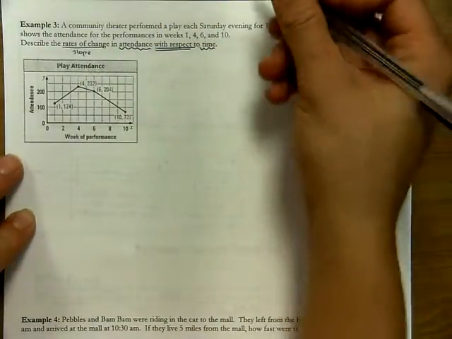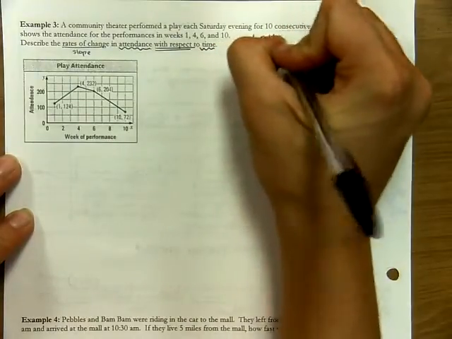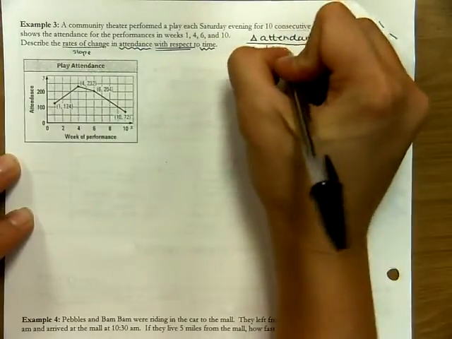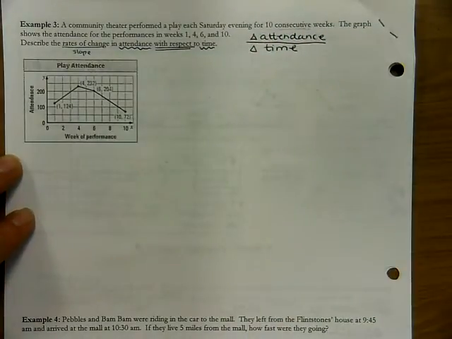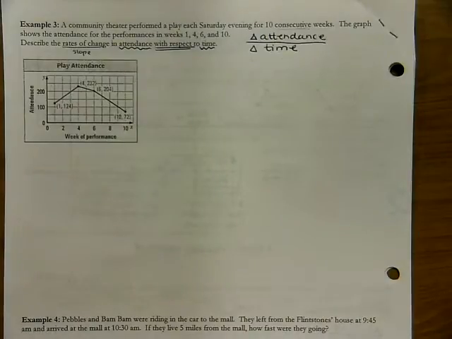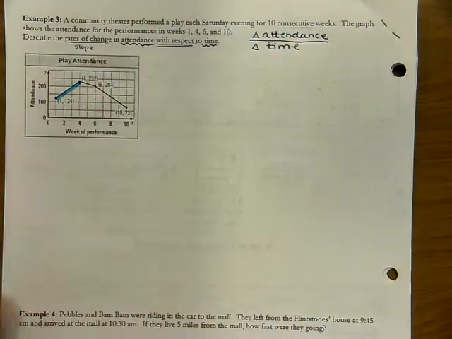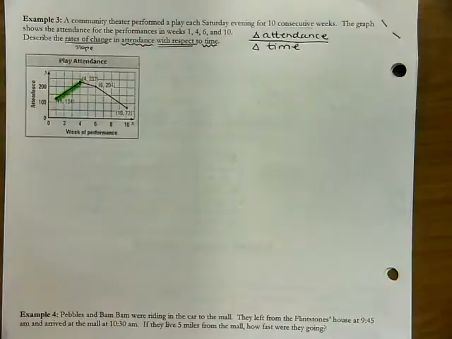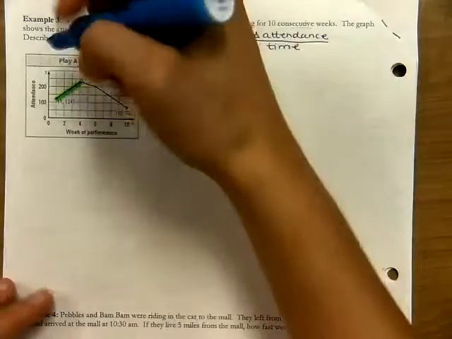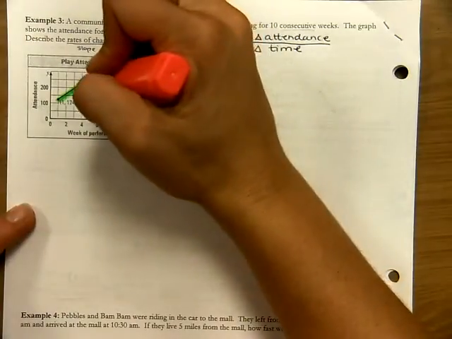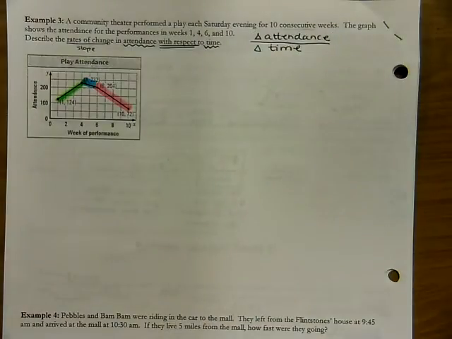Meaning we're going to be talking about the change in attendance with respect to the change in time. All right, so we have 3 different chunks we're really looking at. We have from week 1 to 4. Actually, let me use green here. So from week 1 to 4, we'll do in green. From week 4 to 6 in blue. And then week 6 to 10 in red. All right, so we have these 3 sections we're looking at.